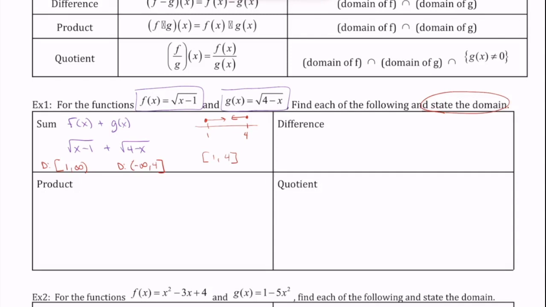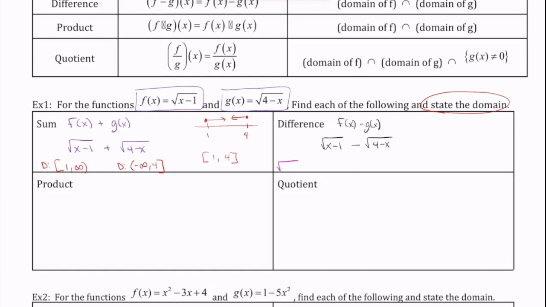Okay, so we're going to do something similar for the next one. Again, the difference of f of x minus g of x, so nothing different here. So f of x minus g of x. So this is, again, the square root of x minus 1 minus the square root of 4 minus x. And again, these are not like terms.